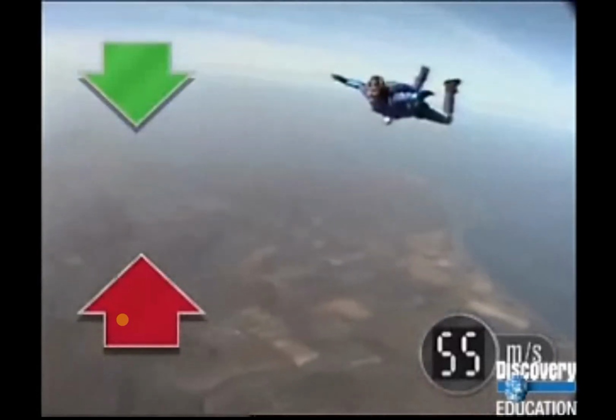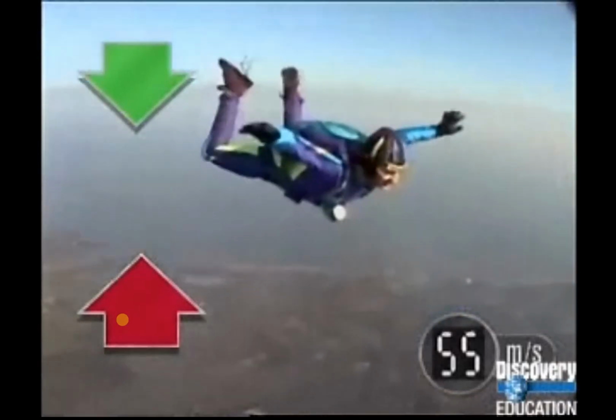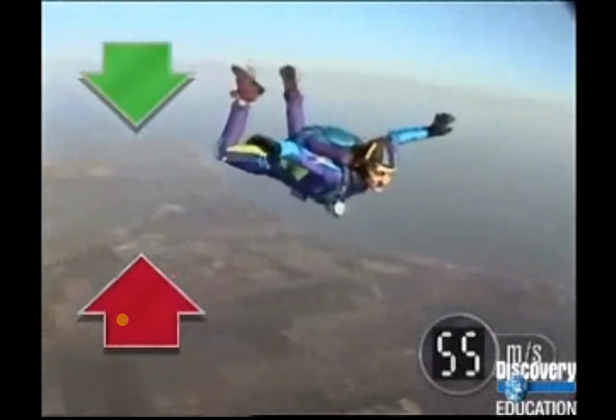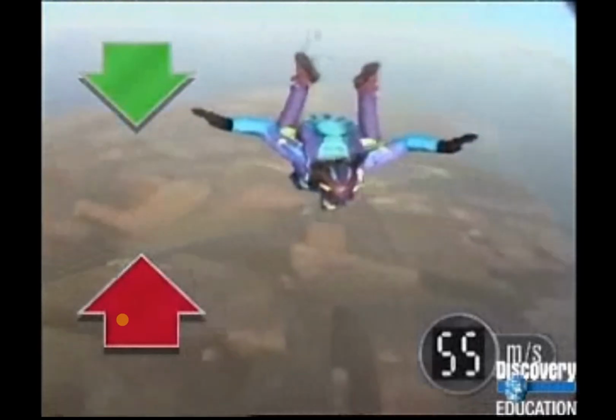When forces are balanced, the speed remains constant. That doesn't mean she stopped falling. It means she stopped accelerating. And this is why I keep saying Newton's laws only tell us the direction of acceleration, not the direction of motion. She's still doing a steady 55 meters per second, and hitting the ground at this speed isn't a good idea.